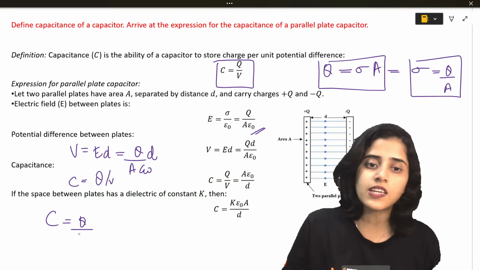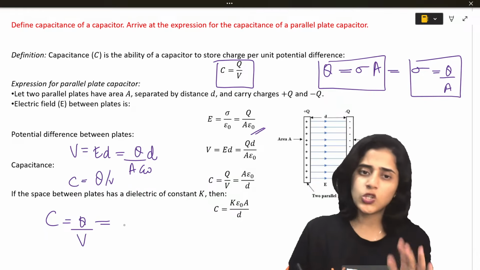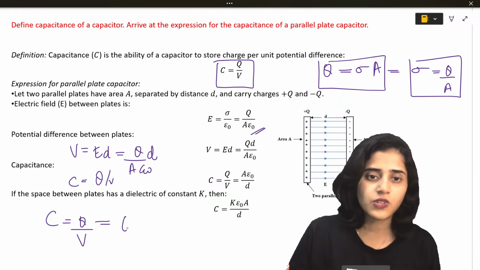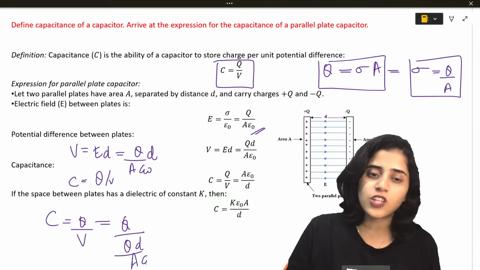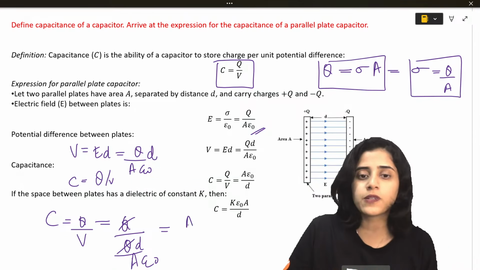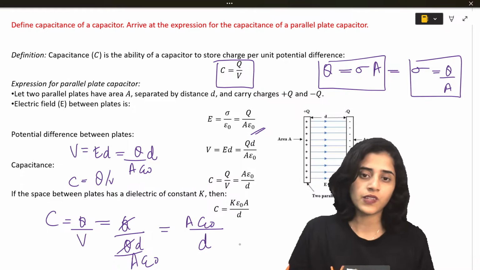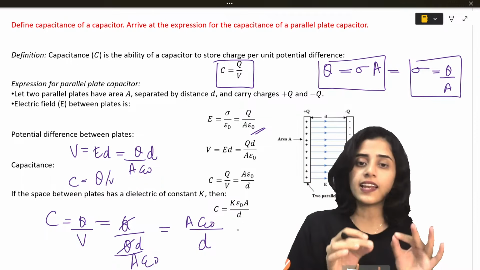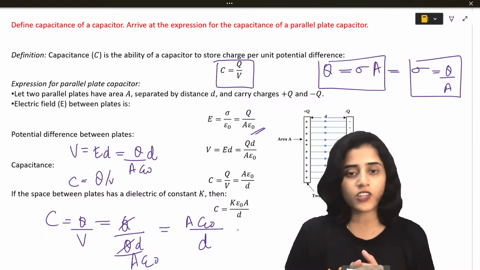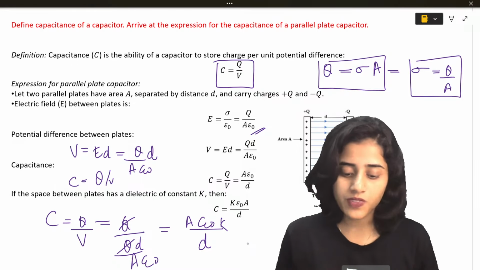So if C is Q by V, then what will I write it as? Q, I will put it as Q itself, divided by Qd by A epsilon naught, which is V. Q and Q cancel, and all this will go up. So it will be A epsilon naught by d. Now if there's a dielectric between the capacitors, then you add the dielectric constant also. So it becomes K.